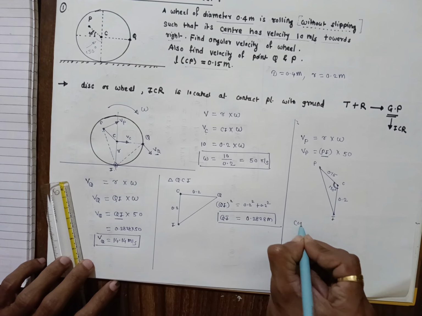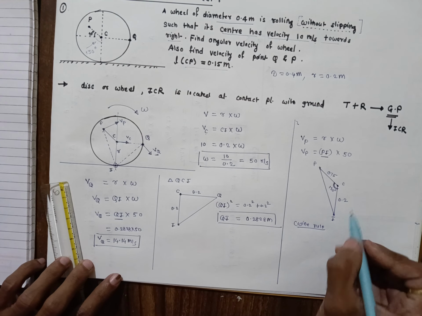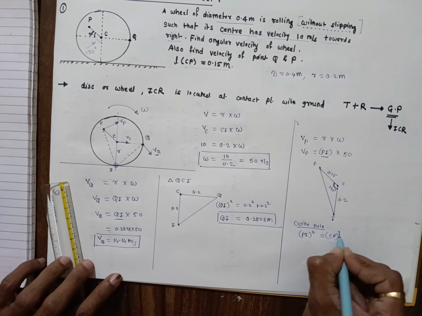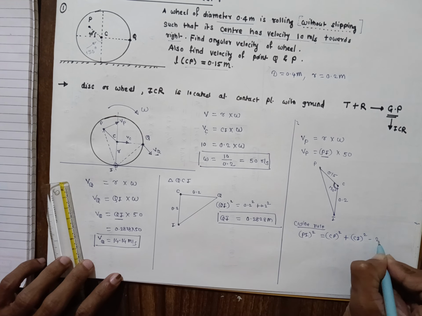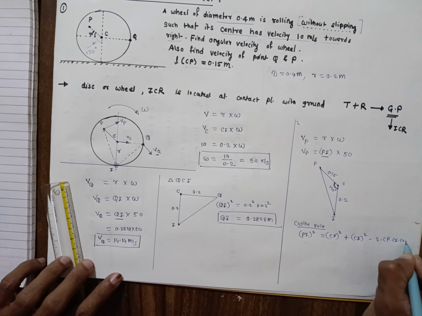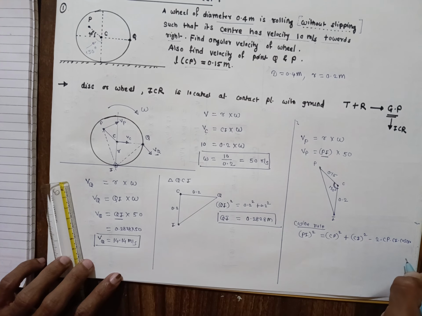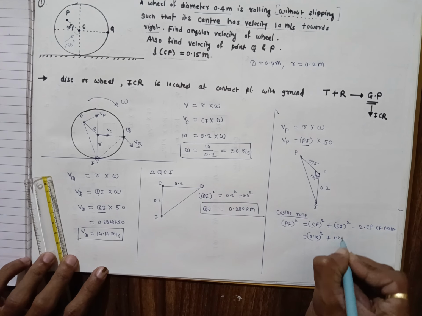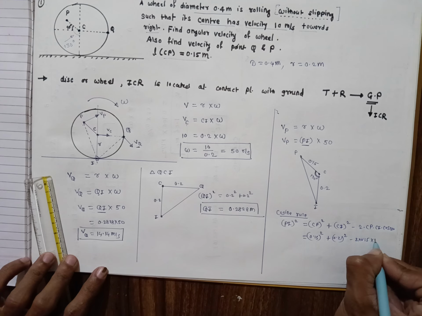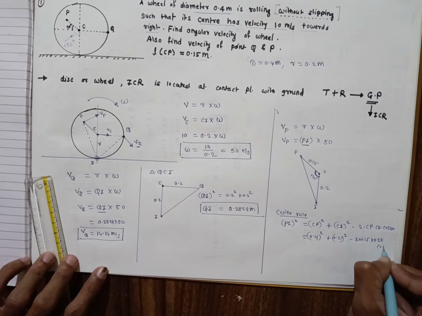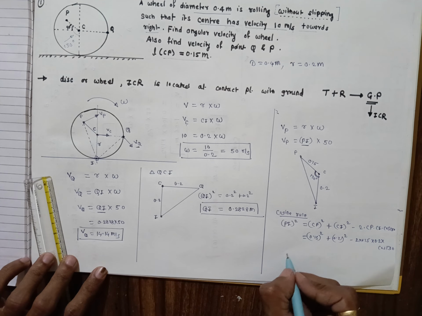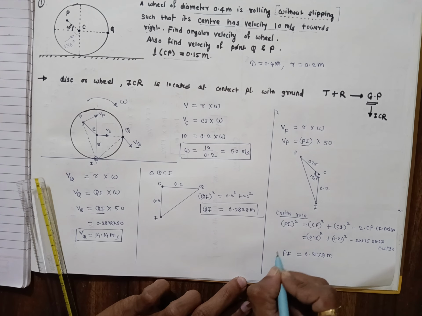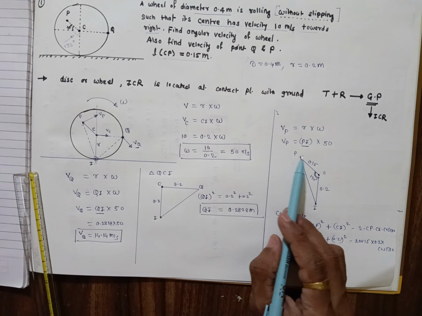Now use the cosine rule. The unknown is PI, so PI square is equal to CP square plus CI square minus 2 into CP into CI into cos of the angle between the two known sides, so it is cos 130. Now put the value of CP and CI: 0.15 square plus 0.2 square minus 2 into 0.15 into 0.2 into cos of 130. If you solve this, we will get the answer for PI. So PI is equal to 0.3179 meter.